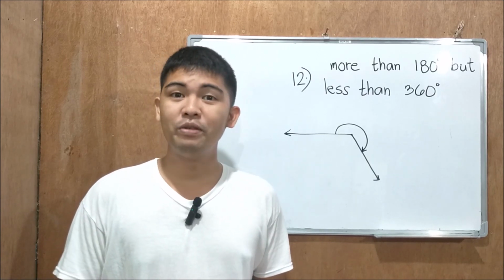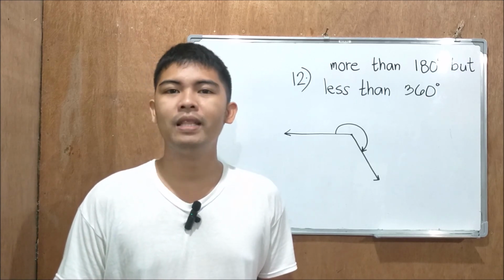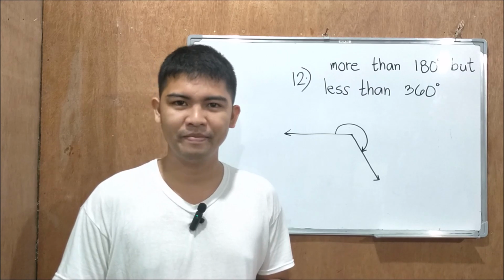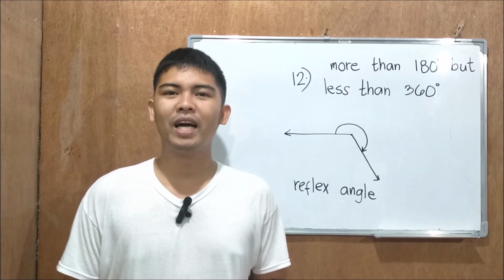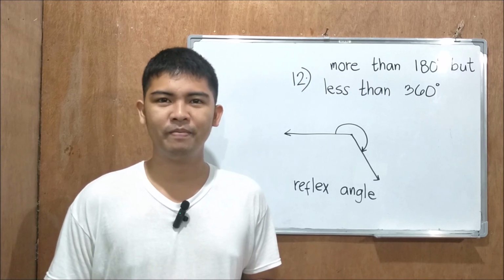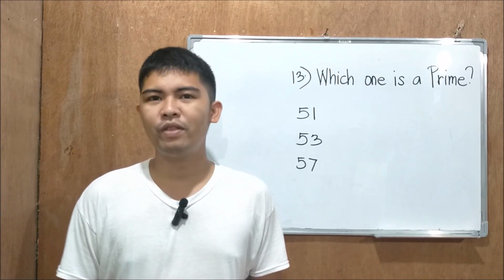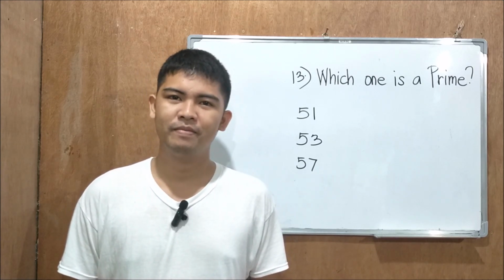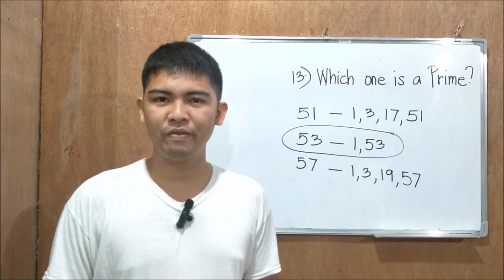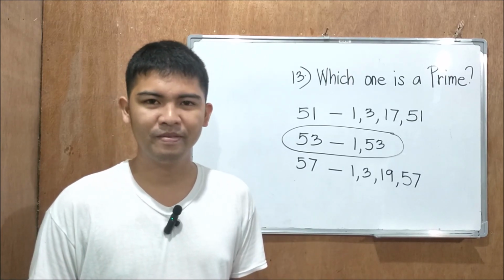Number 12. Unsay tawag sa angle nga ang iyang measurement is more than 180 degrees but less than 360 degrees? So dili ni siya obtuse. Ang tawag ani niya is reflex angle. Next question. Asa nila ang prime number? 51, 53, or 57? The answer is 53. So ang 53 lang mao'y prime nilang tulo.